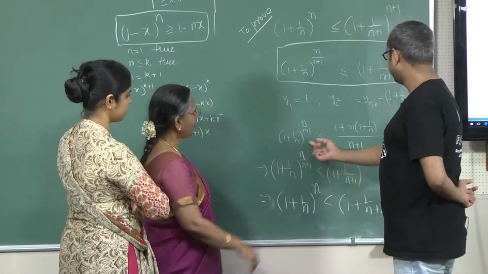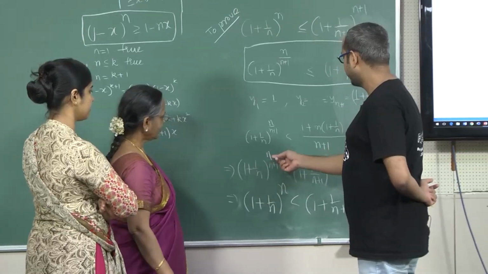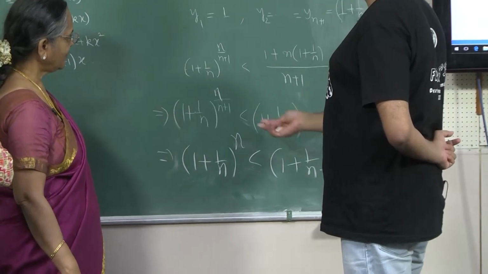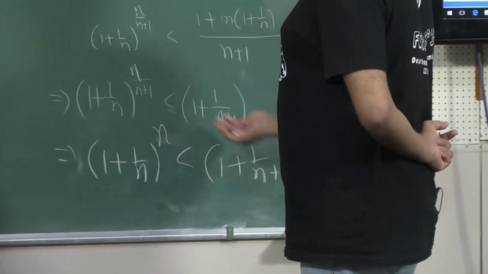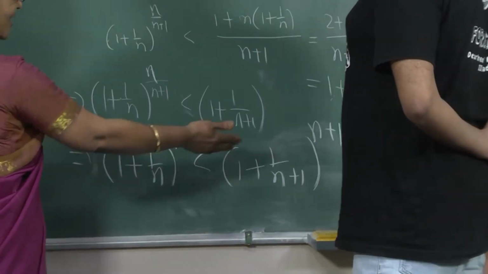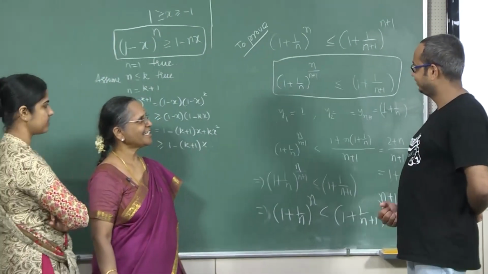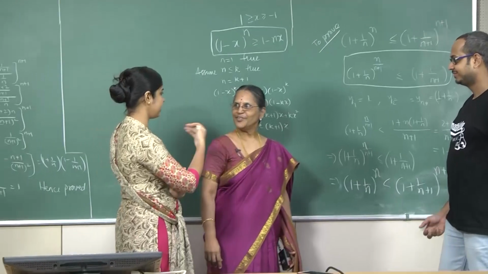Then this will fetch me that (1 + 1/n)^n / (n+1)... will be less than 1 + 1/(n+1). Now I take the (n+1) power. This will give that's your a_n, that's your a_{n+1}. So it again shows that a_n is an increasing sequence. In fact, a strictly increasing sequence.